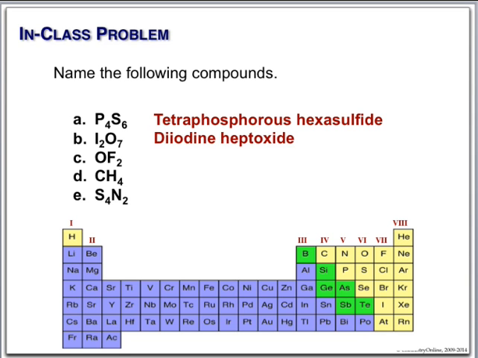One oxygen, no multiplier. 2 fluorines. It'll be a difluoride.